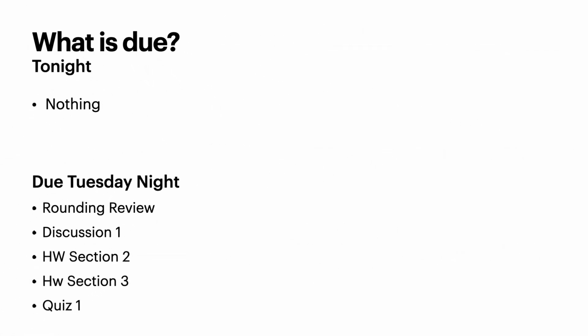All right. What's due tonight? Nothing. There's nothing due tonight. Great news. The bad news is there's a lot due Tuesday: rounding review, discussion 1, homework section 2, homework section 3, and a quiz over all 3 sections. The quiz has a little bit of the syllabus in there, and then some homework 2, homework 3 material in there.